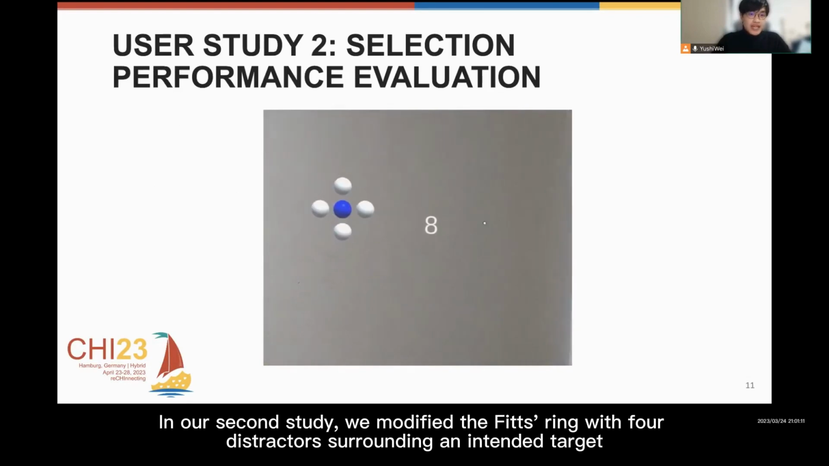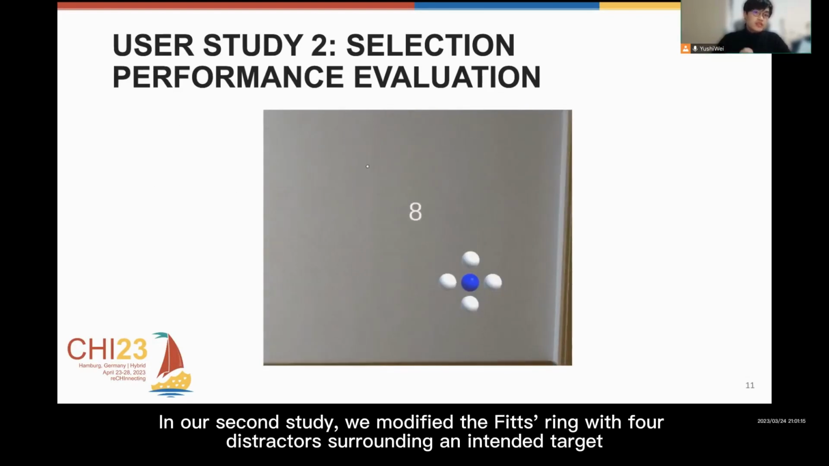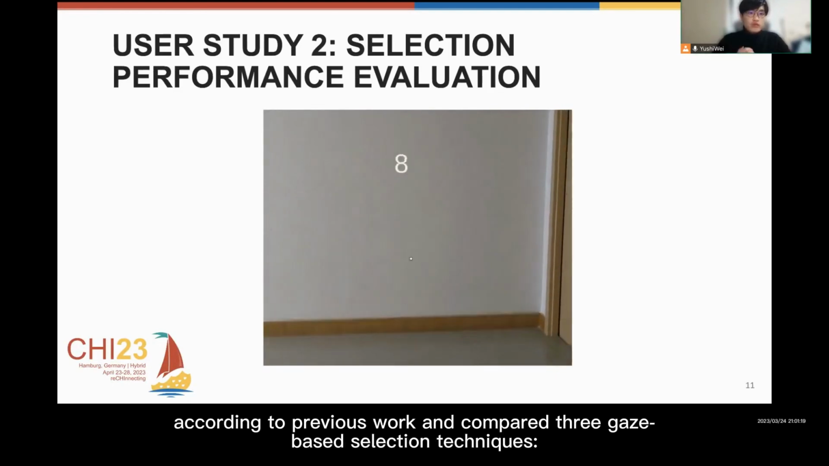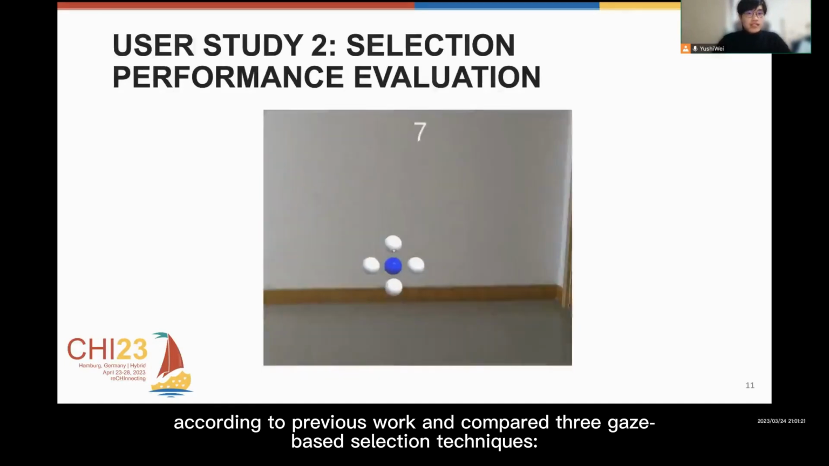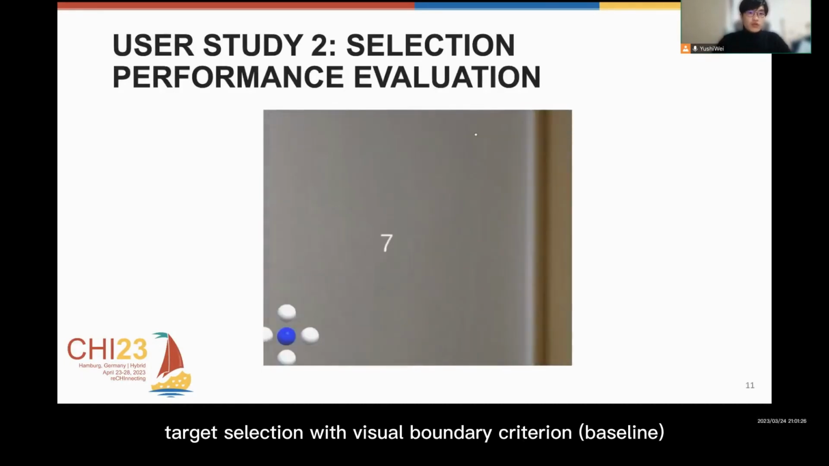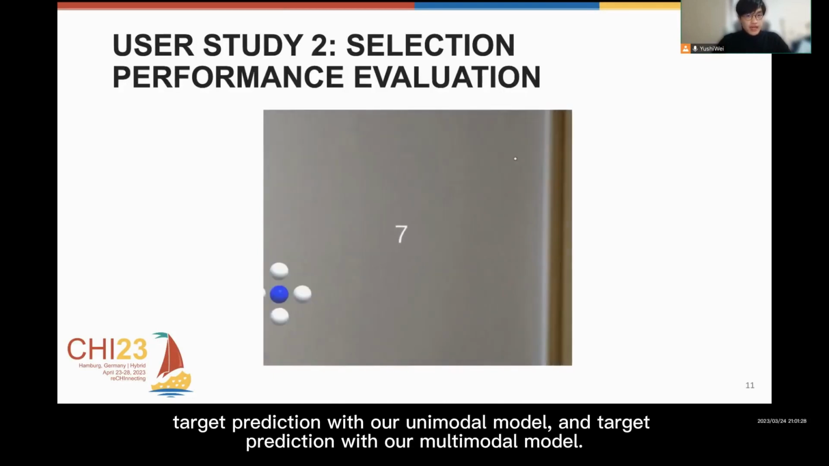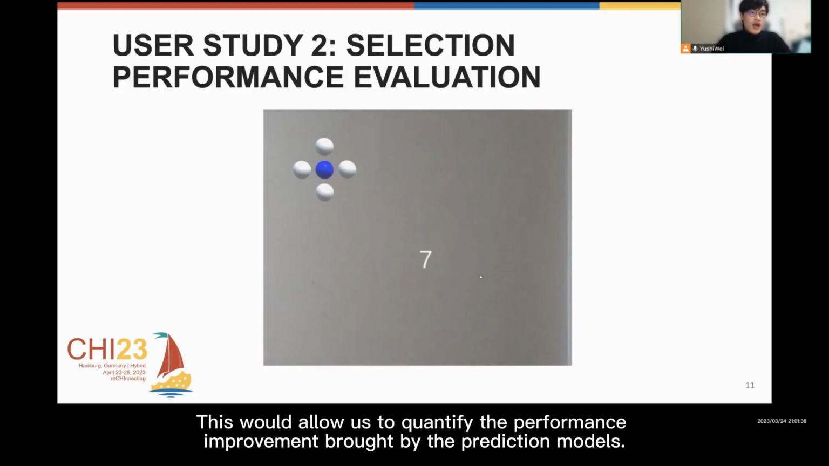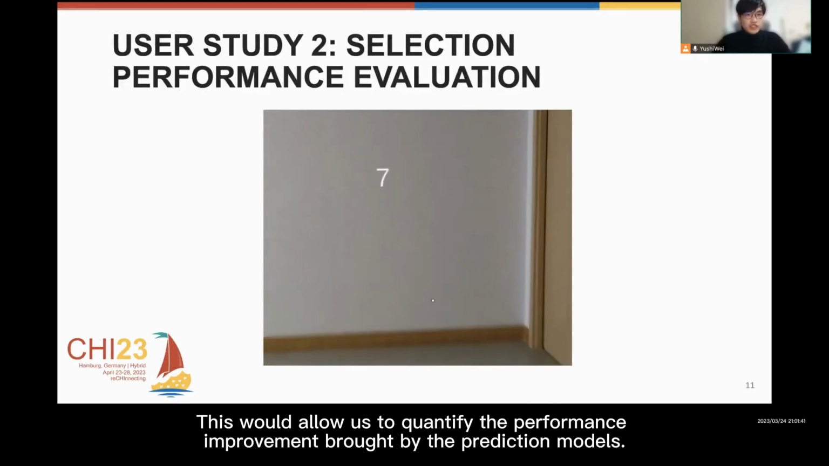In our second study, we modified the Fitts ring with 4 distractors surrounding an intended target according to previous work and compared 3 gaze-based selection techniques. Target selection with visual boundary criteria, which is the baseline. Target prediction with our unimodal model, and target prediction with our multimodal model. This would allow us to quantify the performance improvement brought by the prediction models.